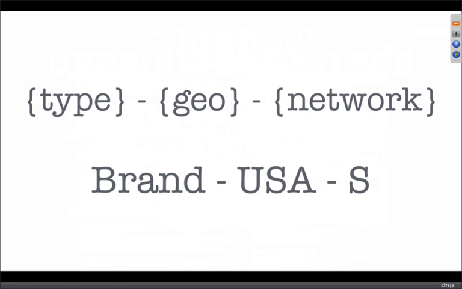We use this convention where we have the type of the campaign first, and then the geography that that campaign is running in, and then the network that it's running on. So an S or a PS if it's running on partners as well as search, or a D for the display network. And because we split everything out into image ads and display ads, we have that separate. We'll have a DI for display image or a DT for display text.